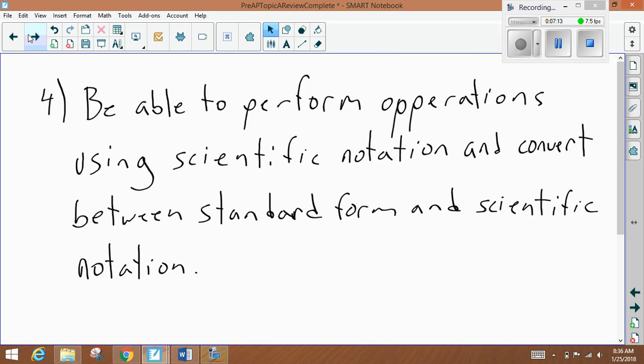Also, be able to perform operations using scientific notation and convert between standard form and scientific notation. All right. Easy peasy, I think, especially because it's multiple choice and you're allowed to use a calculator. So I don't really see that getting difficult.